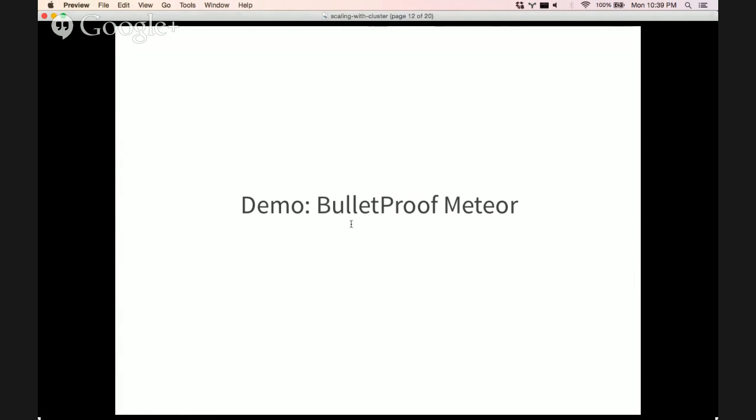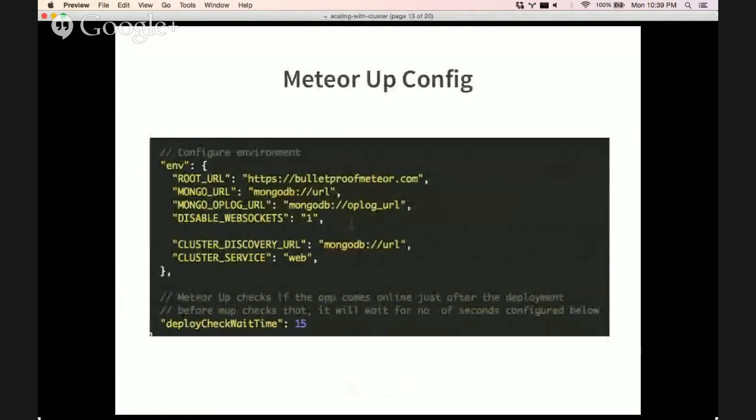Let's come back to the presentation, and it's very simple. In the Meteor configuration, first you need to add our package. We'll show you how to do that in a second. Then all you have to do is, in the Meteor configuration, add these two environment variables. One is the cluster discovery URL with the MongoDB URL, and then you set cluster service equals web. This is something you always have to do.